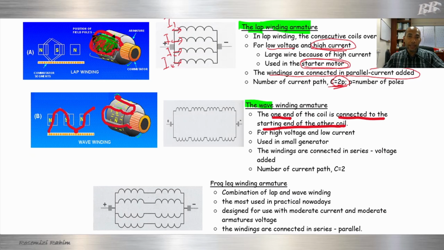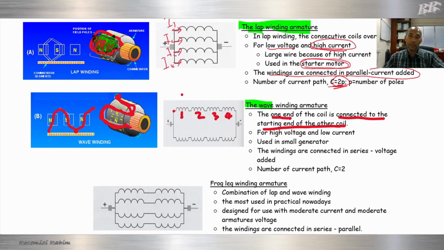For this case we can see that this is the wiring diagram. It is like in series, so that means our coils, our inductances, are in series. You can see from this figure, inductance in series: 1, 2, 3, 4. So that means the generated EMF will be added together.